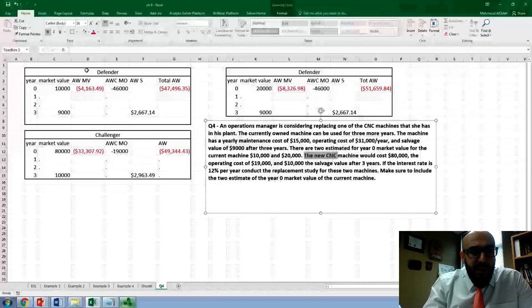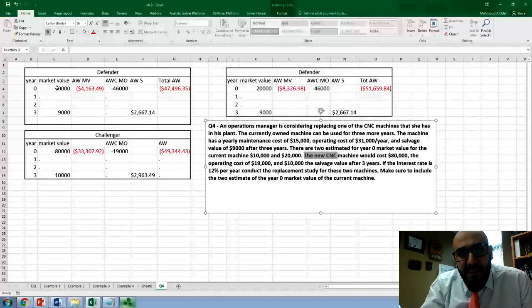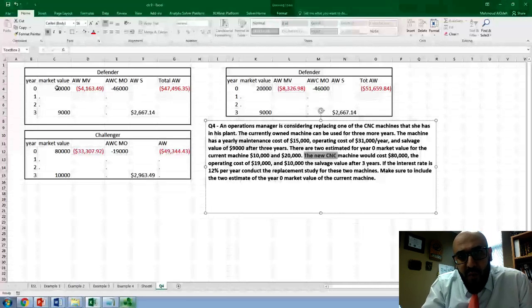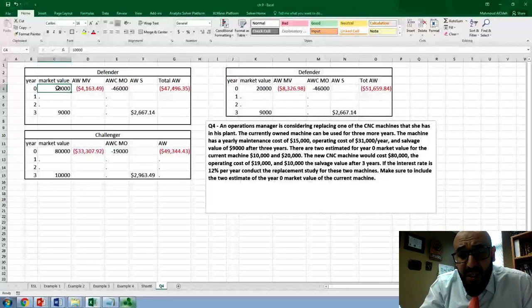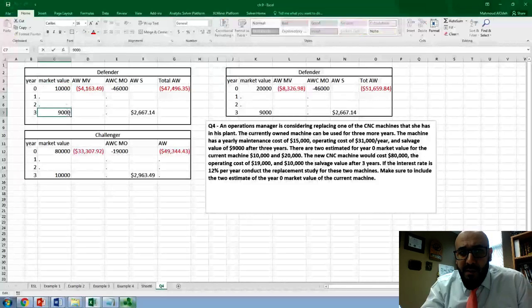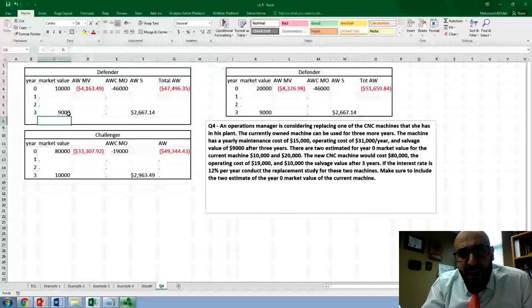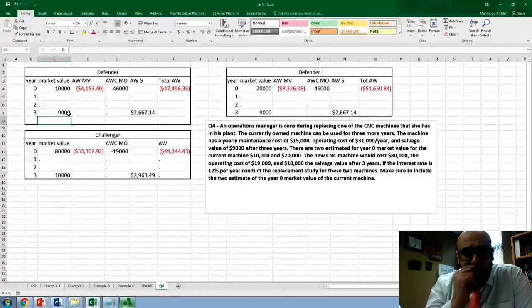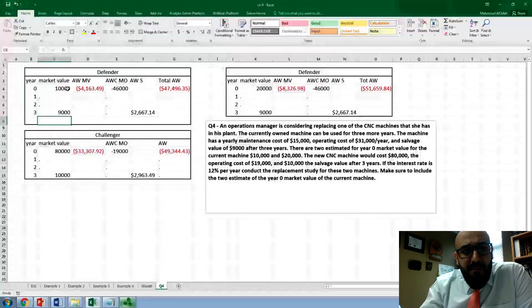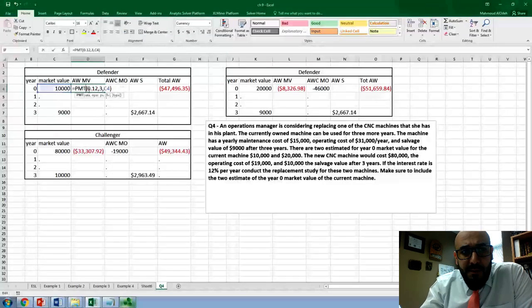Okay, let's start with the Defender, and we have a $10,000 value, and we know this machine will last for 3 years. So N equals 3, i equals 12%. We have the market value, which we could consider as the initial cost, and we have a salvage value of $9,000. So what you need to do is find the annual worth for each of these scenarios and select the less expensive one. So let's start with the market value of $10,000.